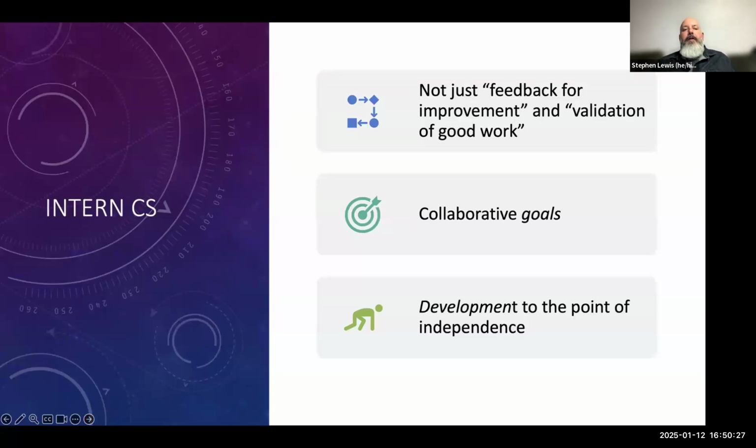And if we're thinking about providing clinical supervision to an intern, now it's going to be a little bit different, right, than if we're providing clinical supervision to a recreational therapist, because this is somebody who just has a lot of concepts, little tiny bits of exposure and experience, but needs to get up to those minimum competencies of a rec therapist. But we have to remember, it's so easy to tell an intern what they are doing wrong or what they need to do better or what they need to learn and pick up. But it's not just about feedback for improvement, and validation of good work. We want to do those things, but we really want to work with them on collaborative goals.